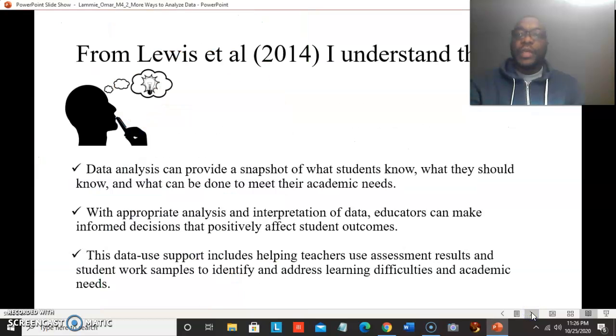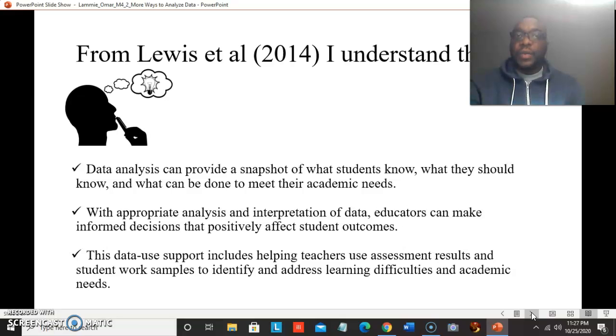Now, in doing this research, I found some useful information from a paper written by Lewis et al. And from this, I understand that data analysis can provide a snapshot of what students know, what they should know, and what can be done to meet their academic needs.